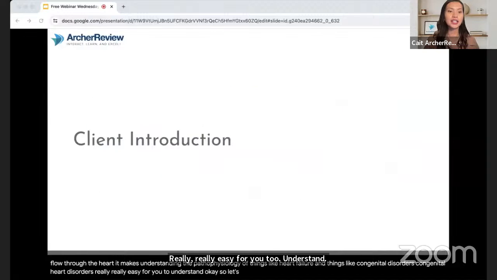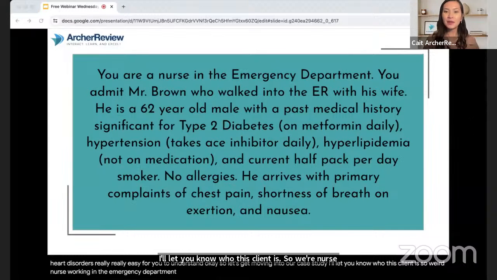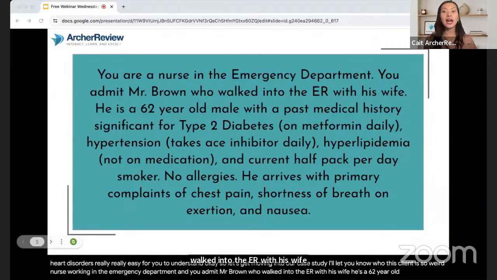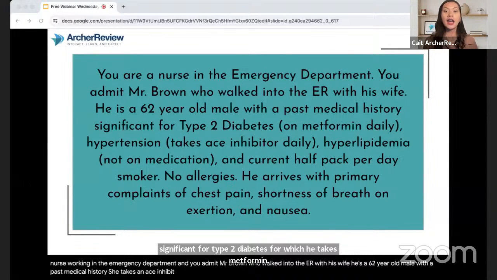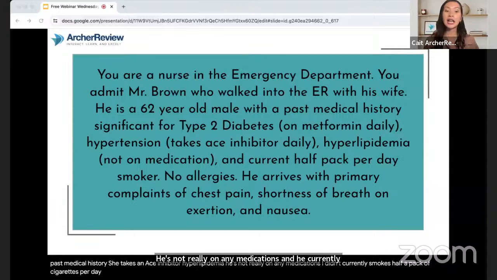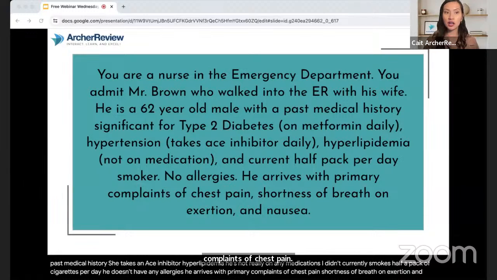Okay, so let's get moving into our case study. I'll let you know who this client is. We're a nurse working in the emergency department, and you admit Mr. Brown, who walked into the ER with his wife. He's a 62-year-old male with a past medical history significant for type 2 diabetes, for which he takes metformin, hypertension, for which he takes an ACE inhibitor, hyperlipidemia, he's not really on any medications, and he currently smokes half a pack of cigarettes per day. He doesn't have any allergies. He arrives with primary complaints of chest pain, shortness of breath on exertion, and nausea.